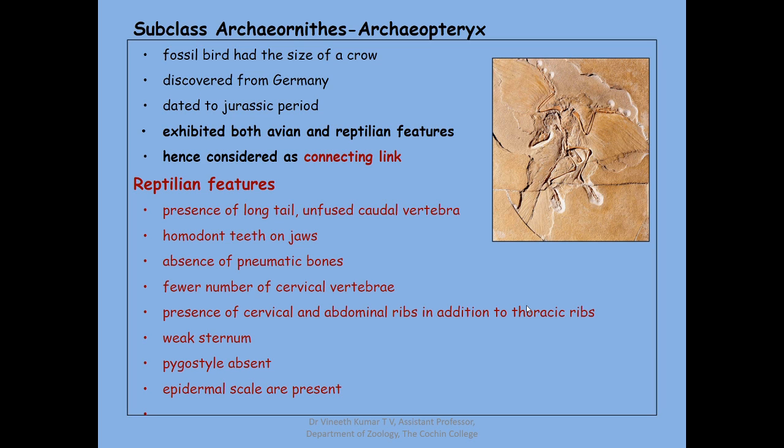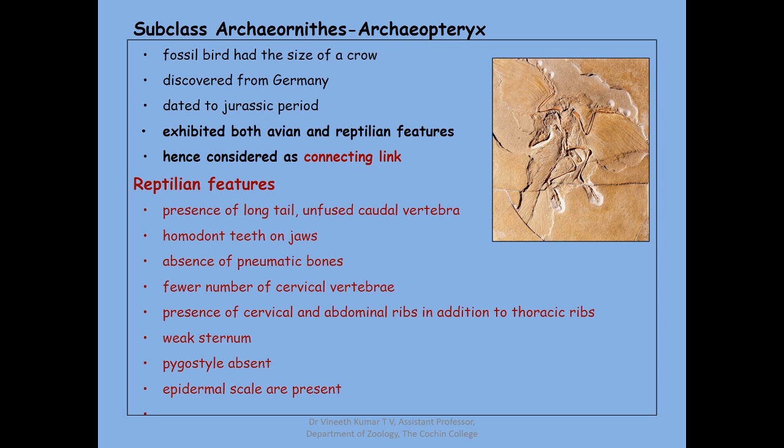Actually, such a particular bird has not been obtained as a fossil. The fossil record is how you see in this diagram. It is from these types of fossils that data was obtained regarding the group called Archaeopteryx. So Archaeopteryx is an example that we are going to see under subclass Archaeornitis.